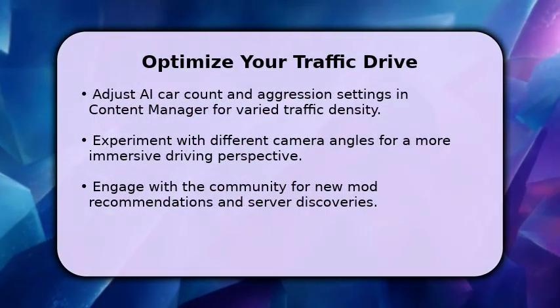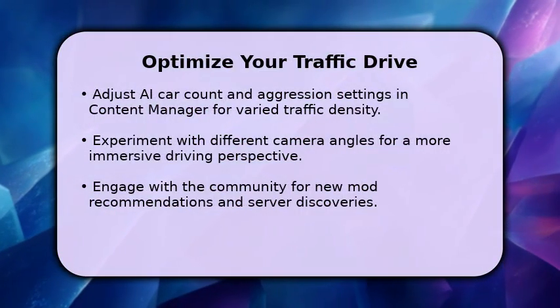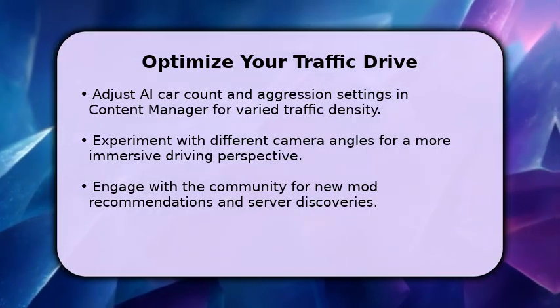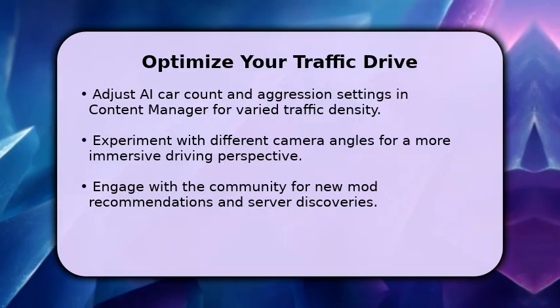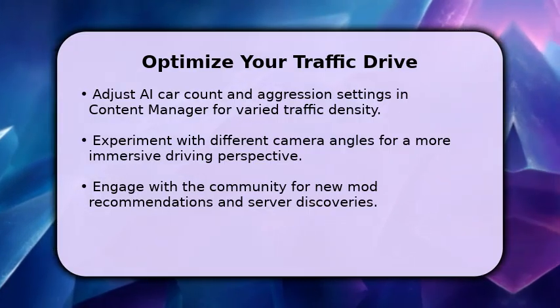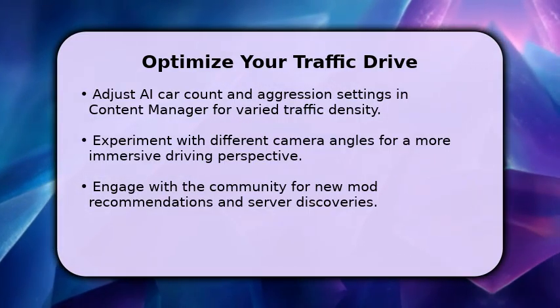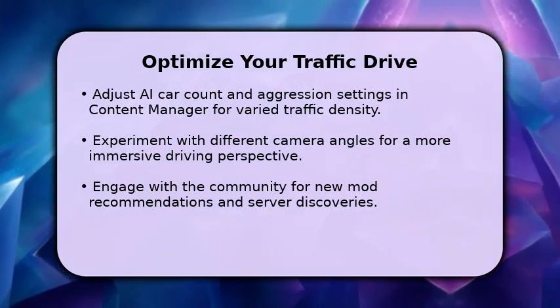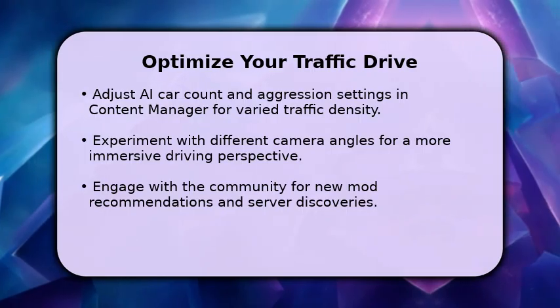To fine-tune your traffic experience, adjust the AI car count and aggression settings within Content Manager. You can set the number of opponents from 12 to 16 for a balanced flow, or increase it for denser traffic. Experiment with various camera angles, like a bumper cam or interior view, for heightened immersion.